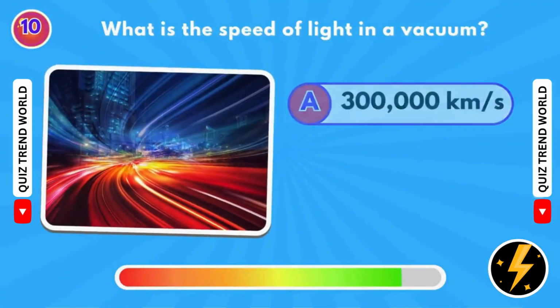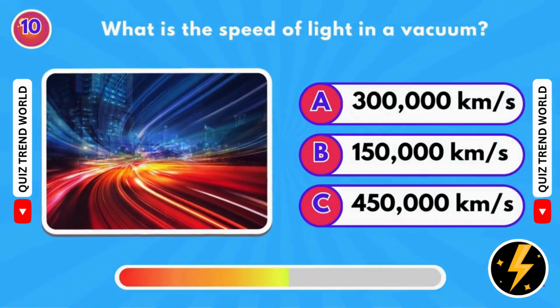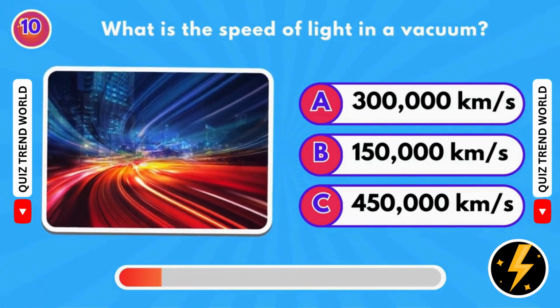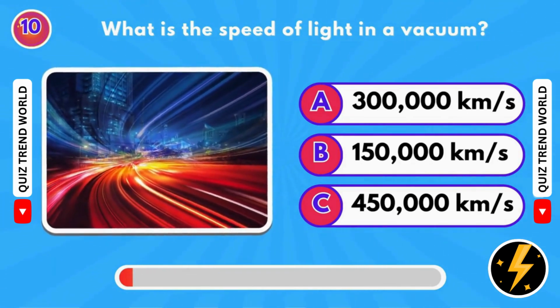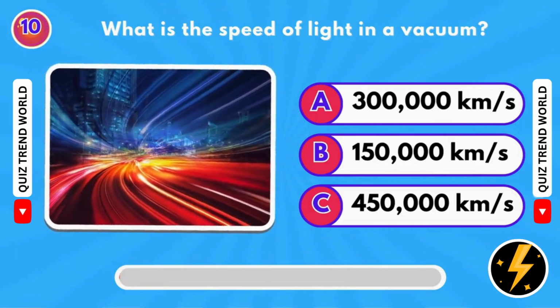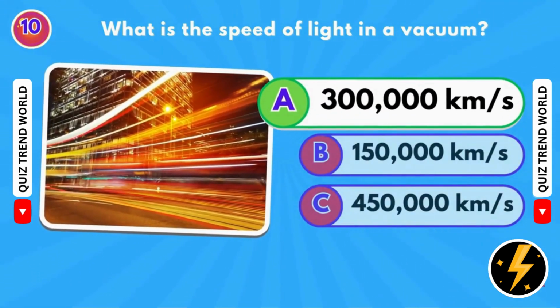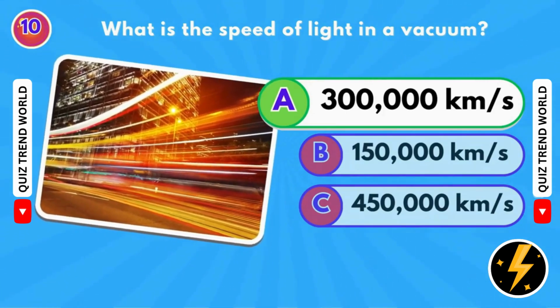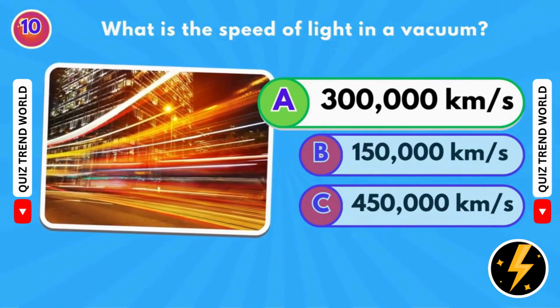What is the speed of light in a vacuum? A, B, or C? It's A, 300,000 kilometers per second. The speed of light in vacuum, commonly denoted c, is a universal physical constant.